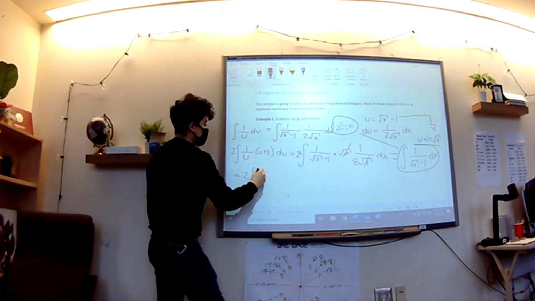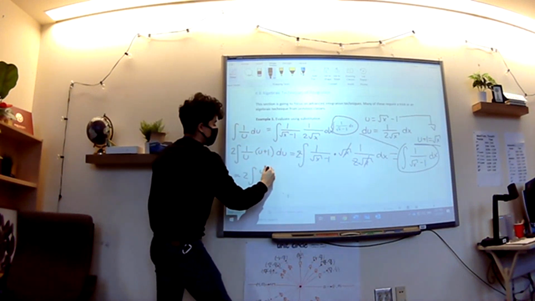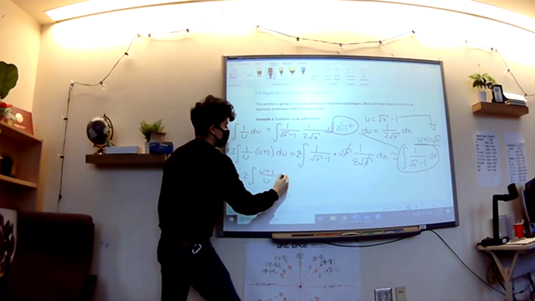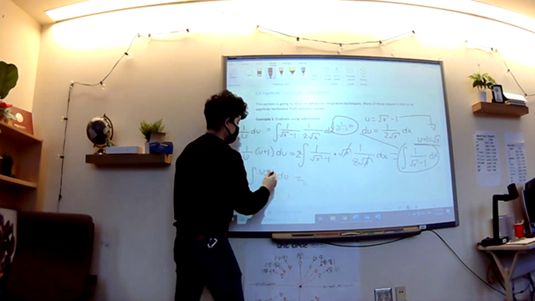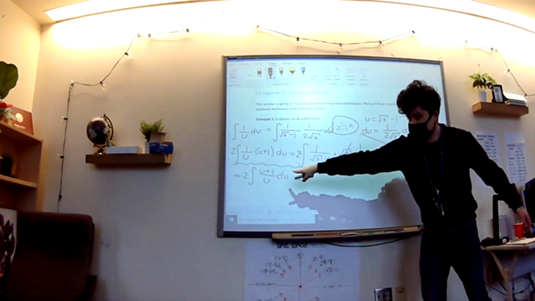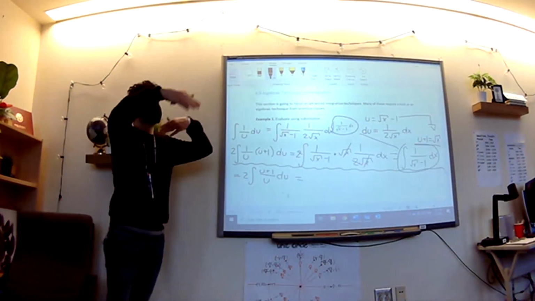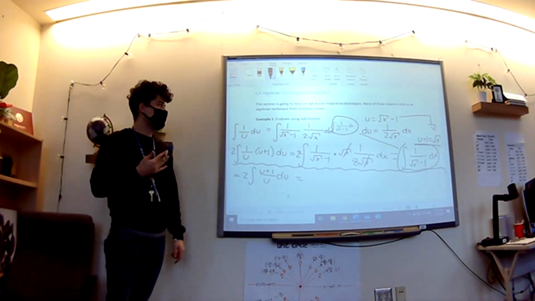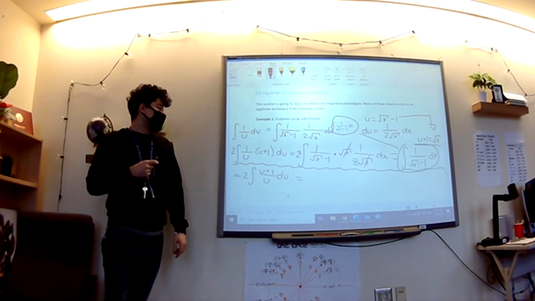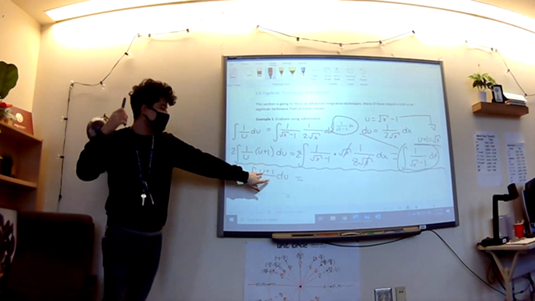That would be 2 times, and then let me write 1 over u times u plus 1. Let me just write that as u plus 1 over u. This is all kind of like side work. This is where the real math starts, where we're actually making progress on the problem. This is not that hard to take the antiderivative of.